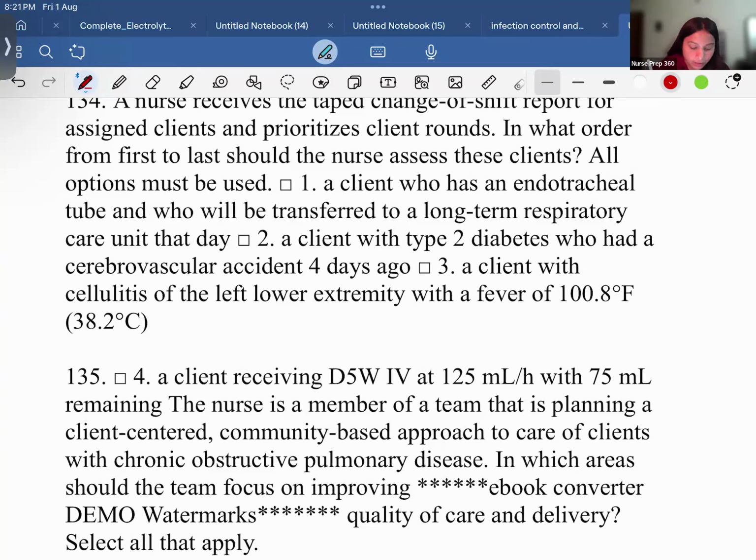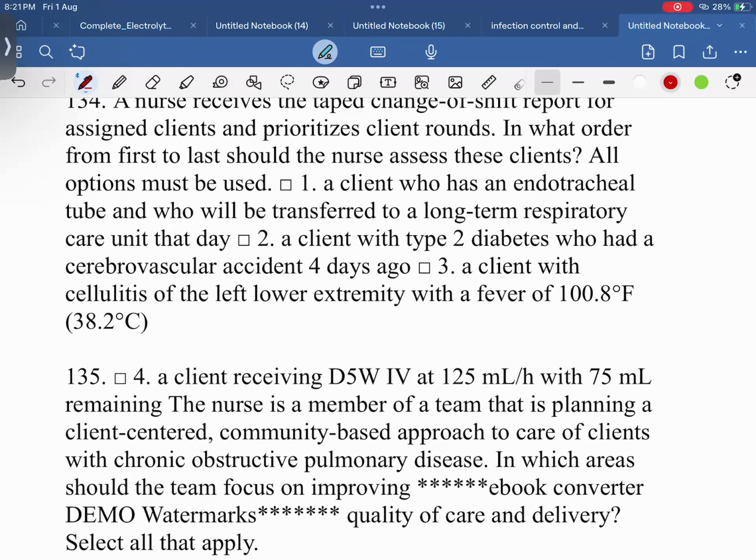Next, a client with type 2 diabetes. Type 2 diabetes is a chronic condition, and the client had a CVA. Now this problem is related to the brain, but it happened 4 days ago. So the client would be a priority for the first 24 hours, but it has already been 4 days since that.